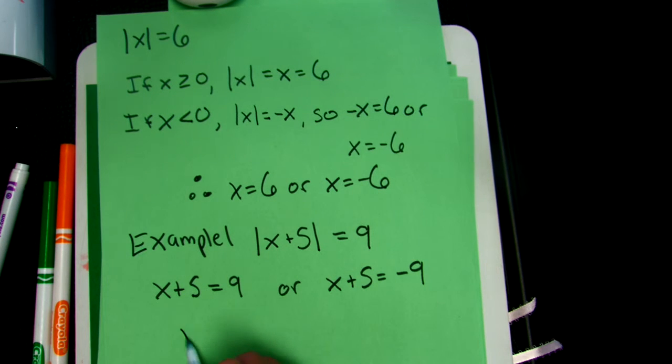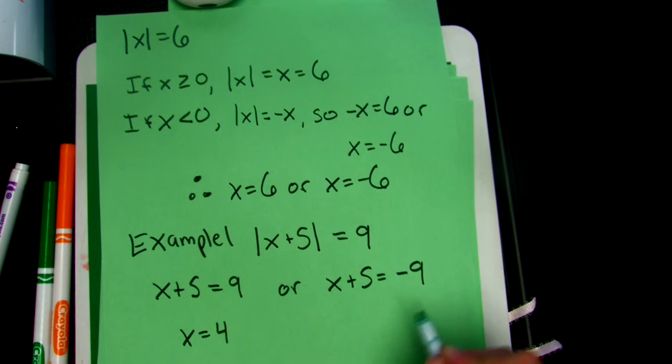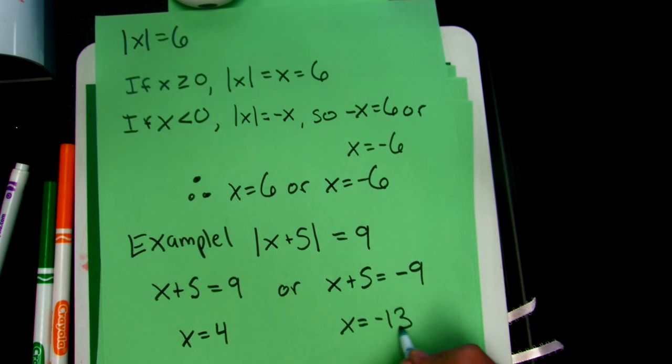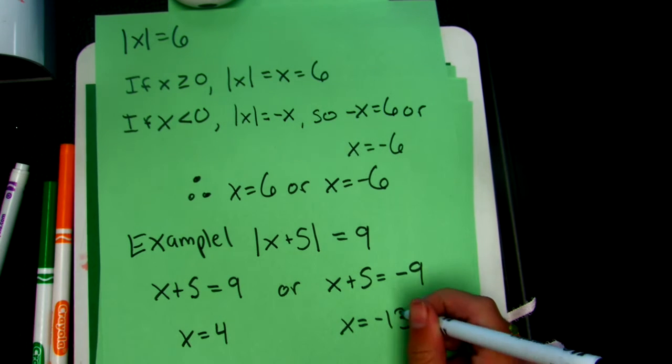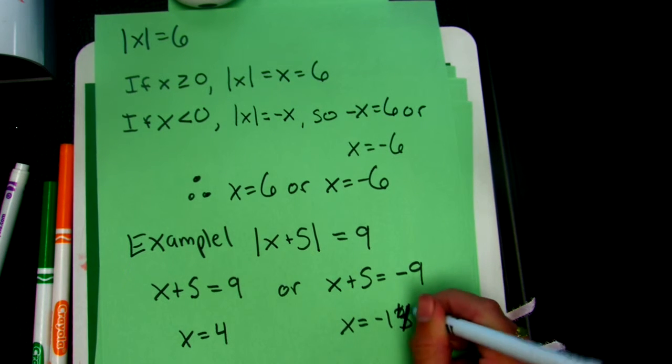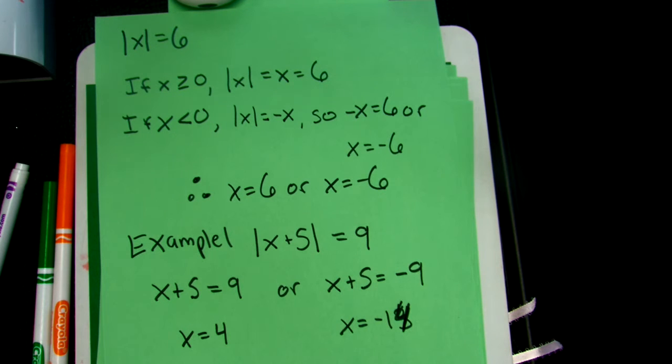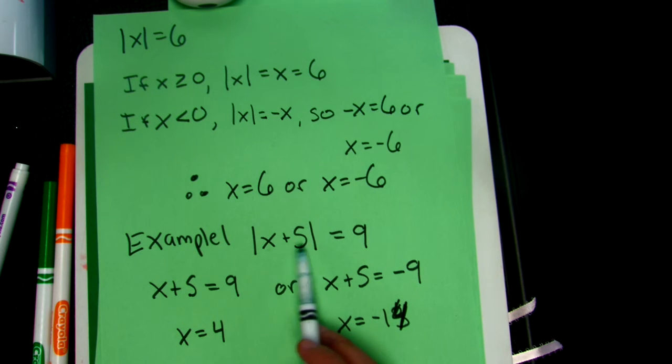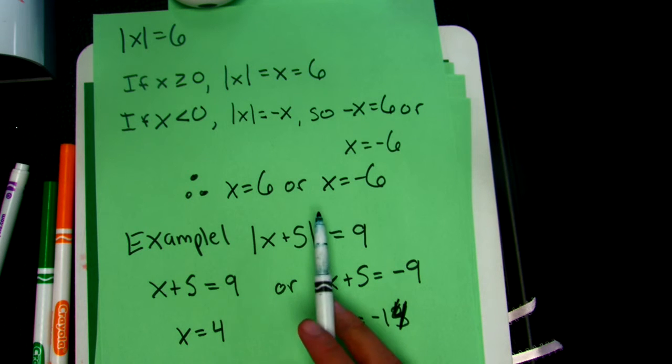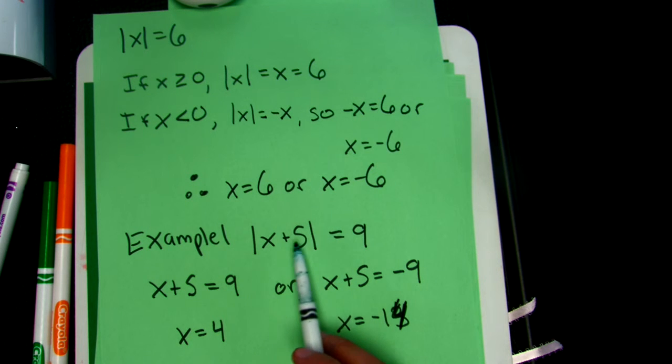So for this one, we subtract 5 from both sides, and we get x equals 4. We subtract 5 from both sides, and we get x is equal to negative 14. Okay, so then we check our solutions in the original equation mentally. 4 plus 5 is 9. Absolute value of 9 is 9. Negative 14 plus 5 is negative 9. Absolute value of negative 9 is 9. So they both check.